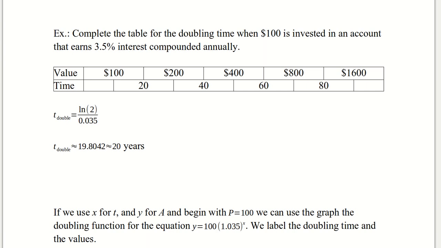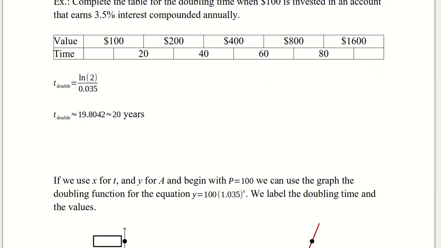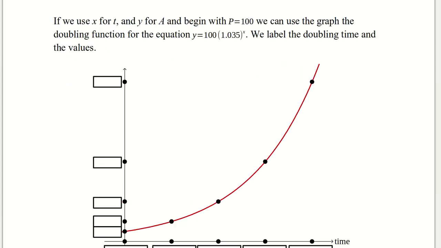We want the essential information from an exponential equation. In this next example, we're going to use x for t, so the horizontal axis, the old x-axis, is now our time axis, and the y-axis will become our future amount A. We're going to begin with a starting amount of 100, and we're going to use the graph of the doubling function. Notice that in red, that's y equals 2 to the x. We're going to use that to graph the function that grows at 3.5% per year and starts with $100.